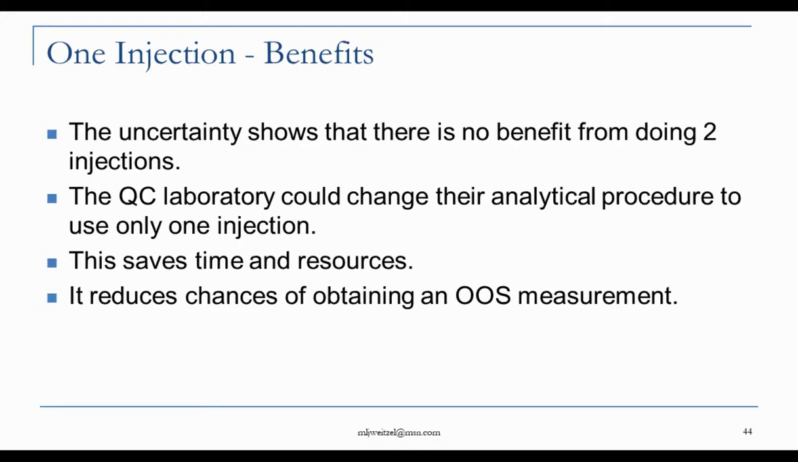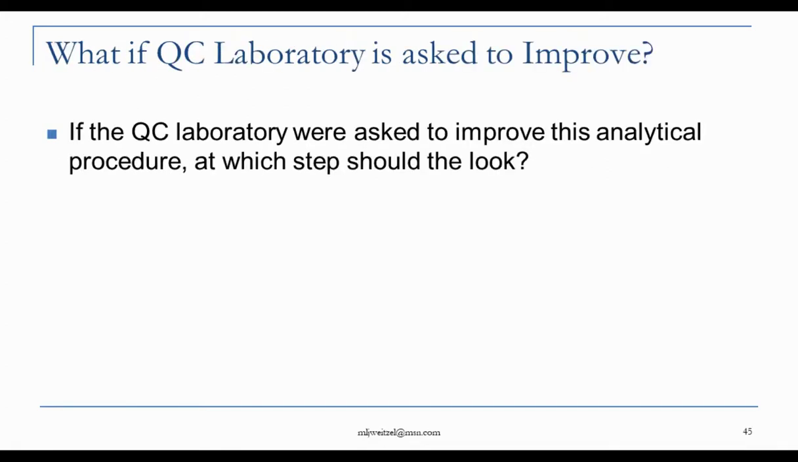You could change your analytical procedure to use only 1 injection, and you've got all the data and knowledge there to demonstrate that your method is still fit for its use. It still meets the requirements of the ATP. But you as a QC lab are going to save time and resources. And it's going to reduce the chance of obtaining an OOS measurement. That's valuable.